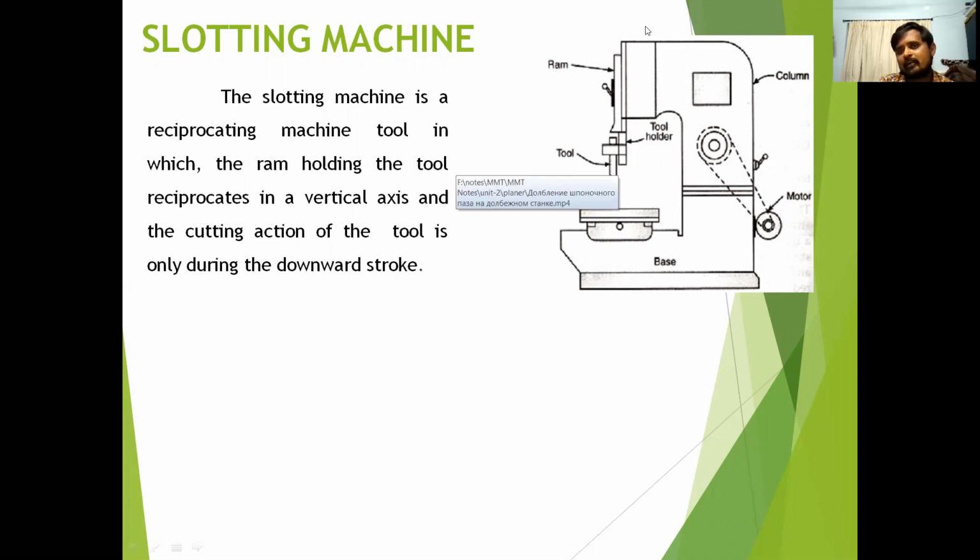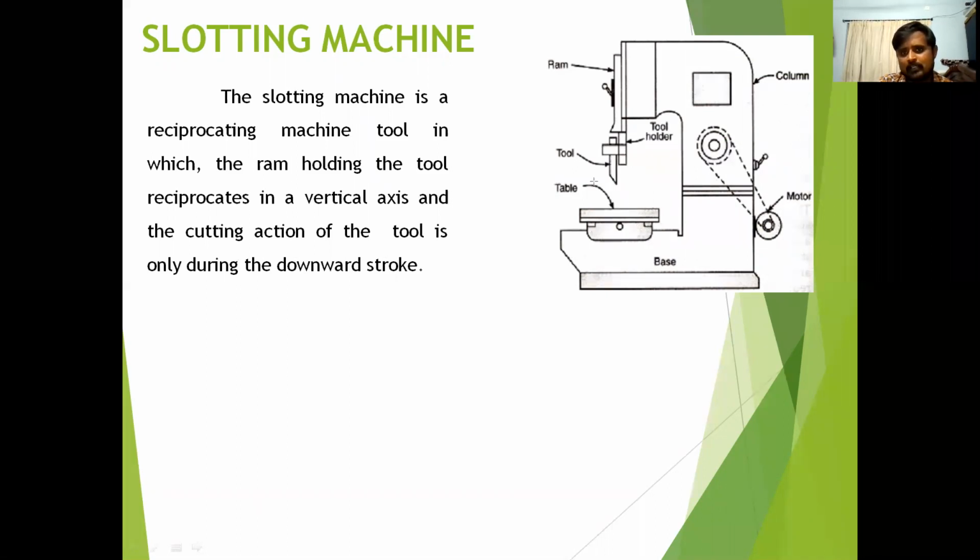This is the complete ram, this is the motor and driving system, and here is the table, where we are going to place the workpiece. We remove the material from the workpiece by moving this ram in a downward and upward direction. The cutting action takes place only in the downward direction. That's why the downward stroke is called the cutting stroke, and the upward stroke is called the idle stroke.